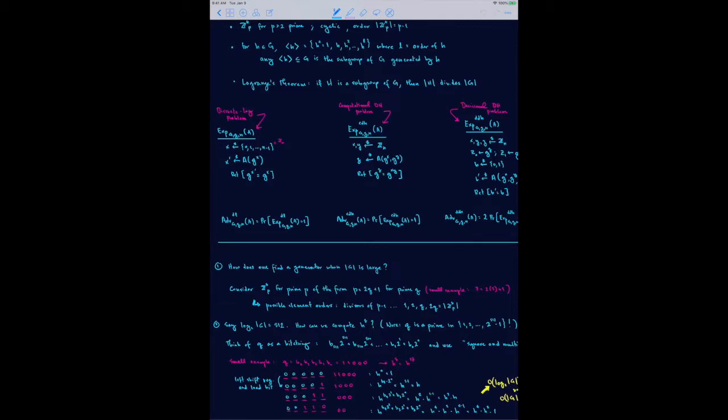Let's say that the log base 2 of the order of the group is 512, meaning the elements in this group are represented by a 512-bit string. So this is a huge group. How are we going to compute?